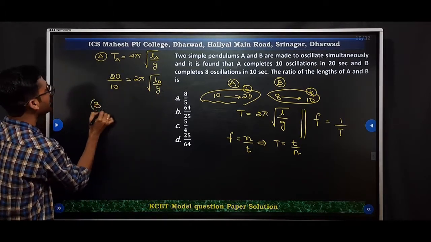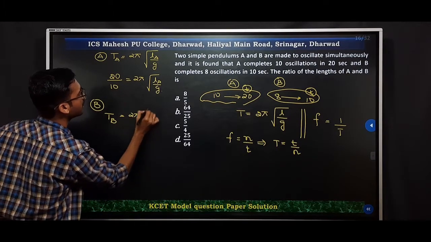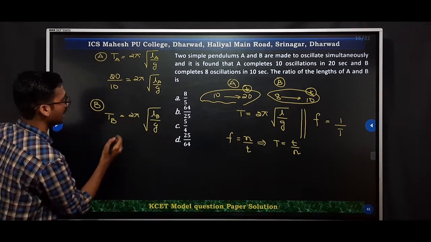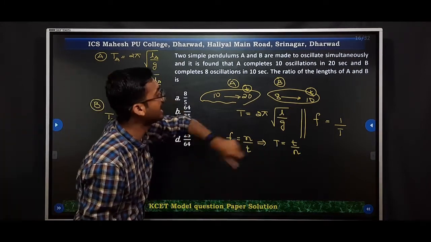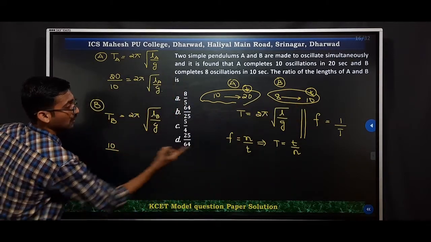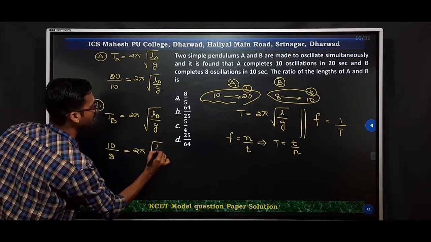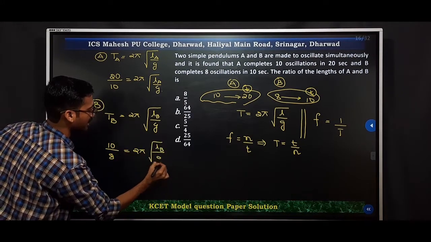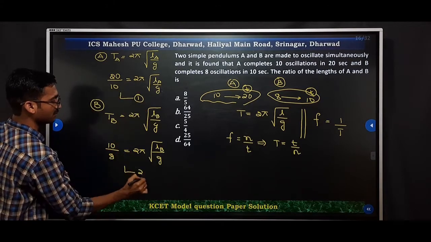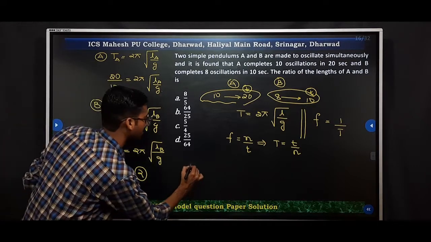Similarly, for the body B, TB is equal to 2 pi under root of LB divided by g. Let us substitute, going for the same idea: 8 oscillations in 10 seconds. Therefore, 10 divided by 8 is equal to 2 pi under root of LB divided by g. We got two equations, equation 1 and equation 2. Now get the ratio over them, LA by LB.